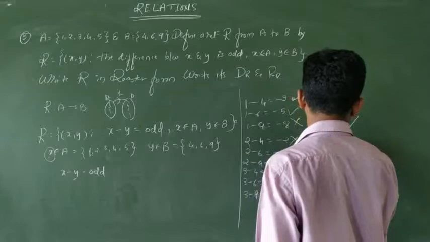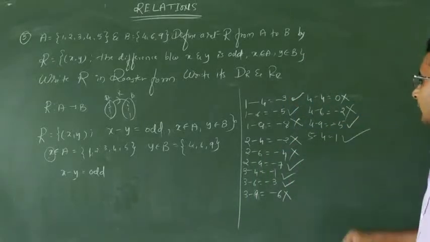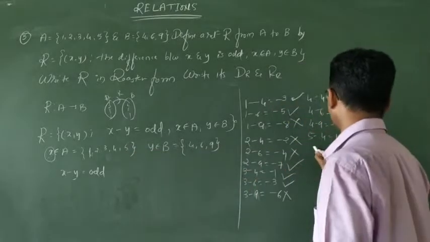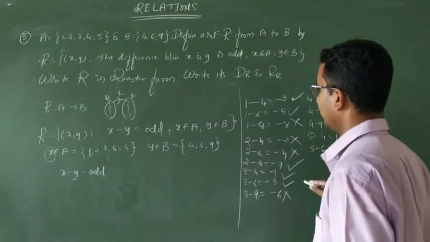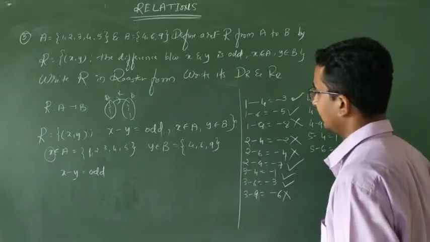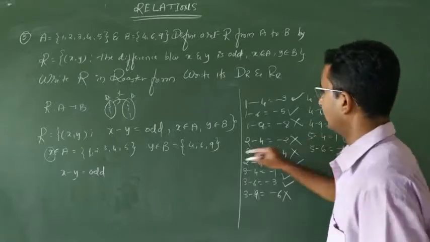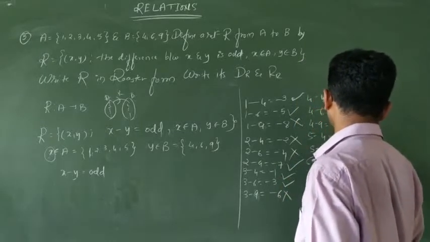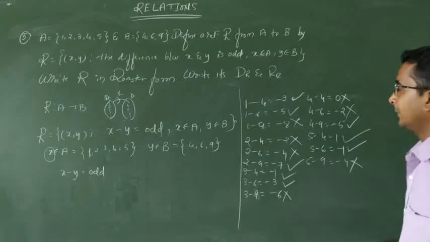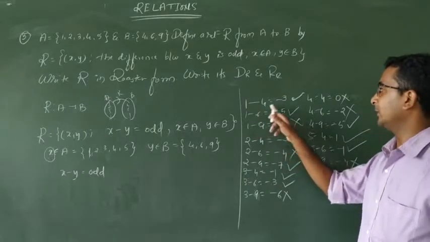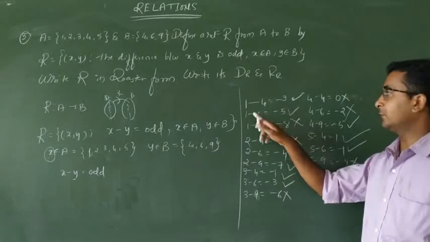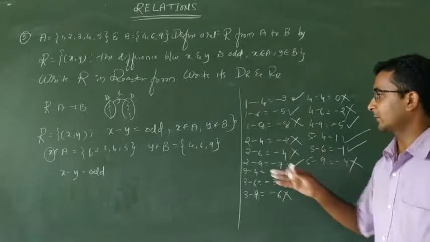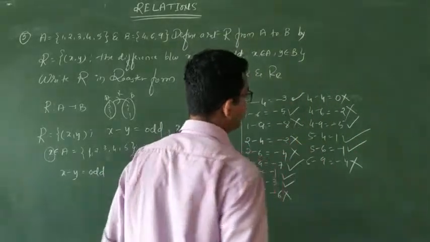5 minus 4 is 1. That is odd. Next, 5 minus 6 is minus 1. That is also odd. Those where x minus y is not odd are left out.